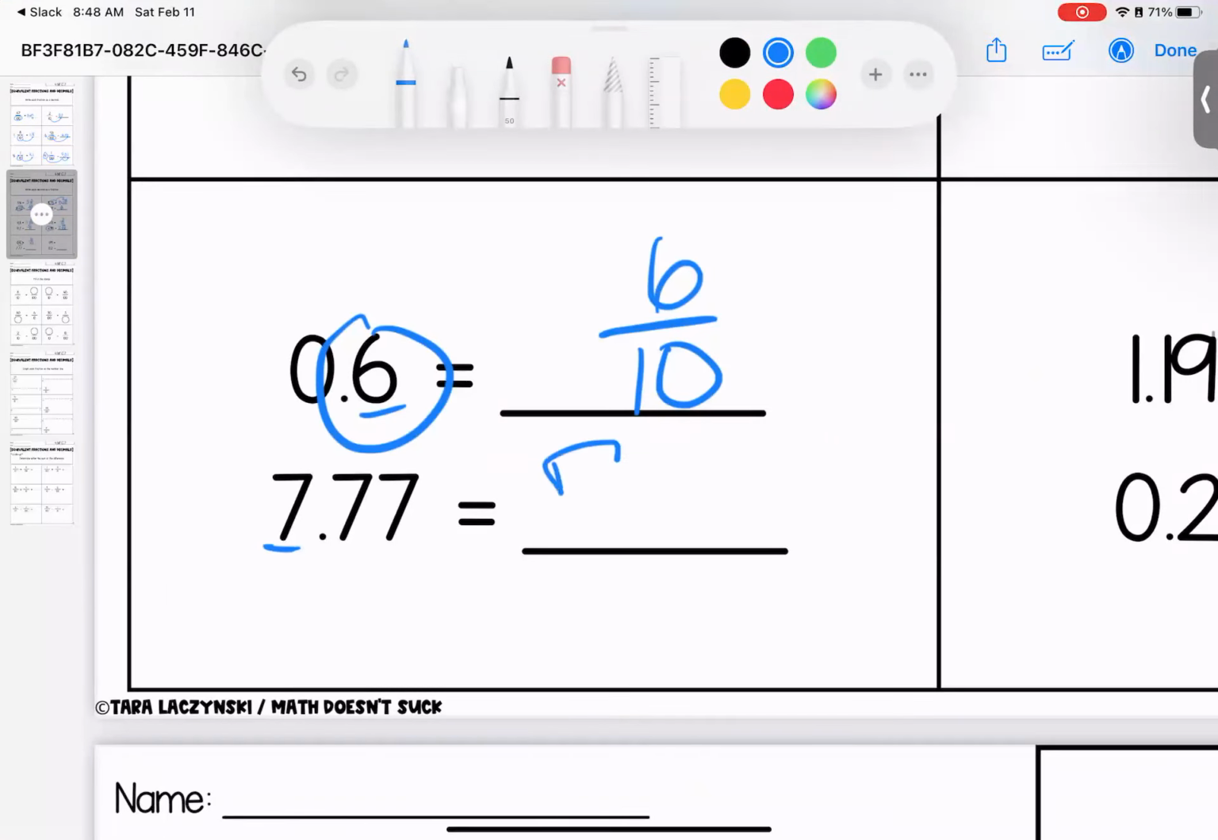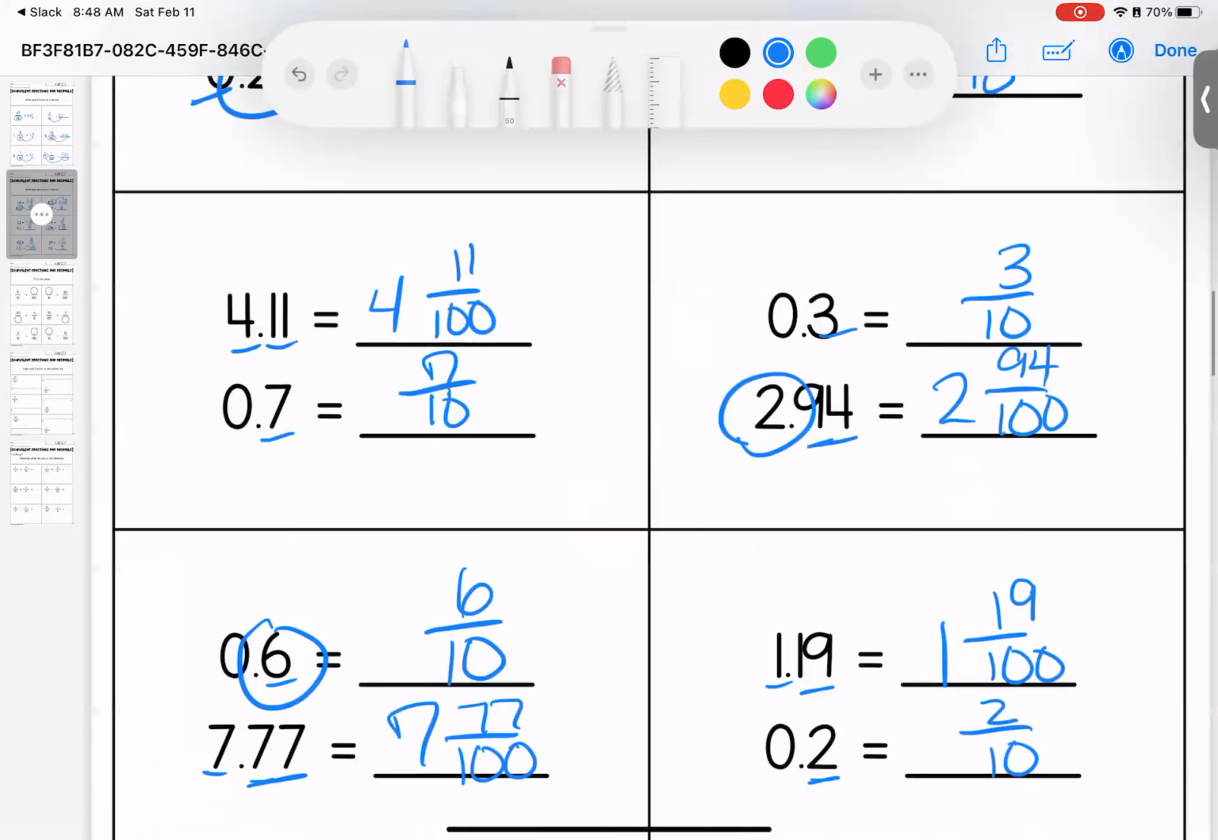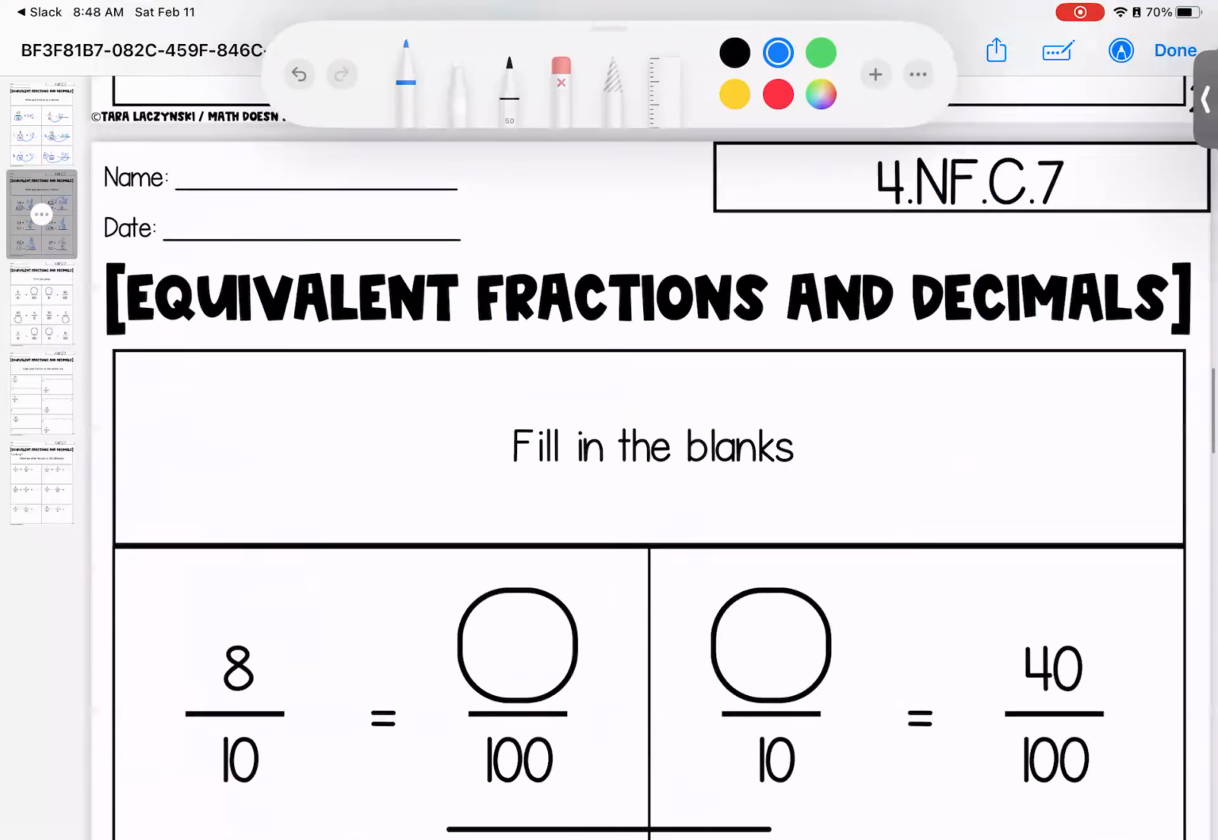6. VIP stands in the front. 2 places is 100. How many do I have? 77. Over here, 1 VIP. 2 places is 100. How many do I have? 19. 1 place is a tenth. How many do I have? 2. Any questions on this first page? Please bring them with you to class.